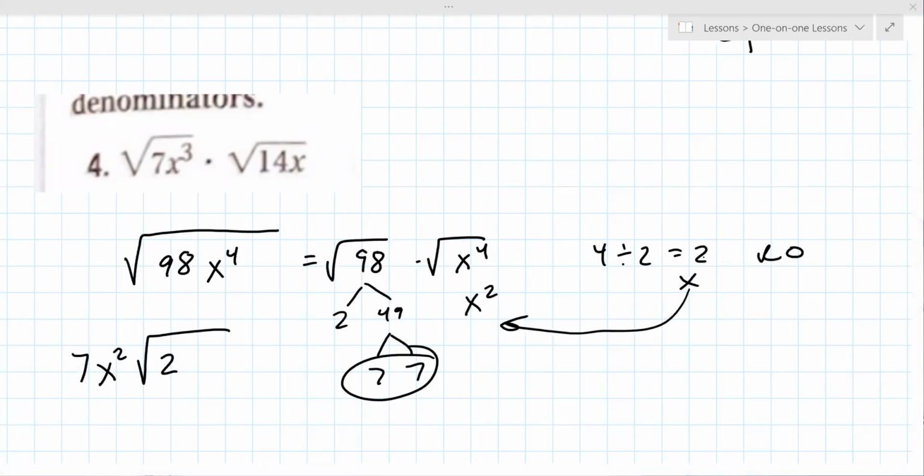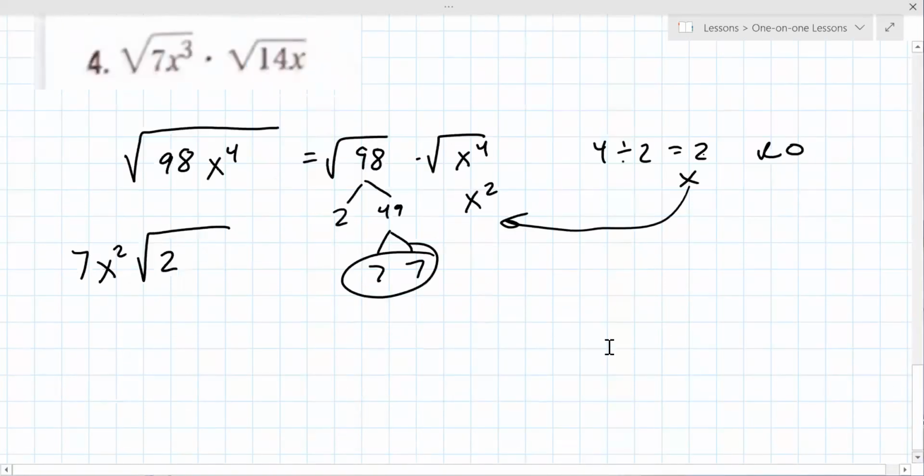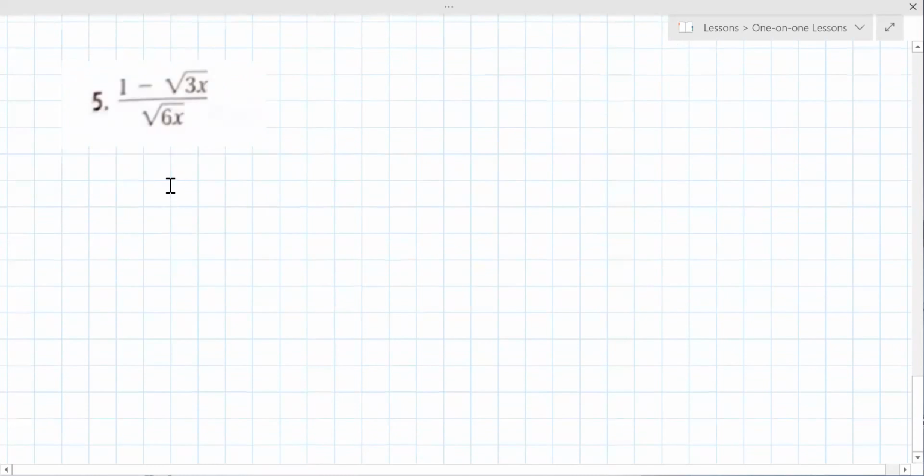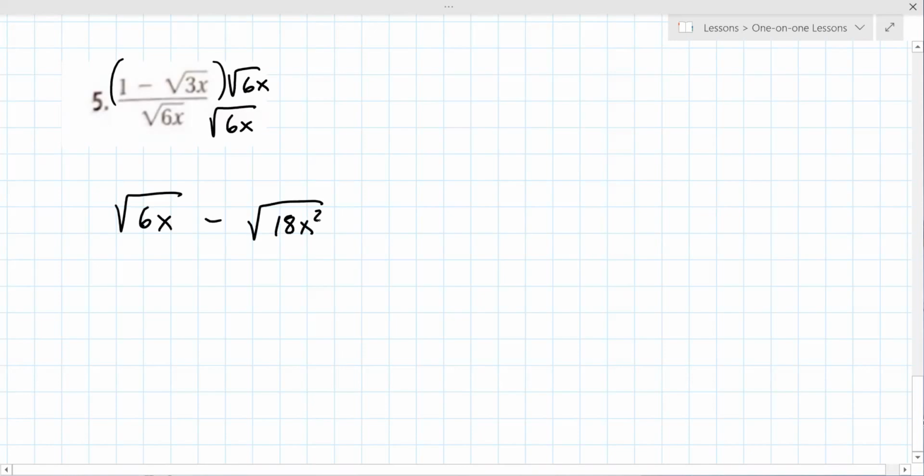All right, number 5. Number 5 has a lot going on in it. The instructions say something like to rationalize. So multiply it by root 6x? That's right. And then you have to do some simplifications, but on the top, it's the square root of 6x minus the square root of 18x squared over 6x. Because the square root of something times the square root of the same thing gives you just the square root of something.